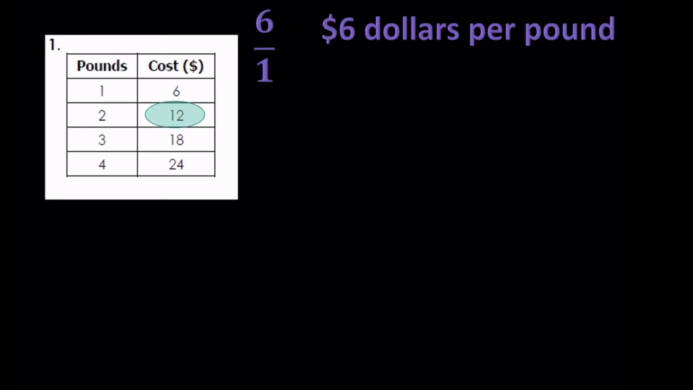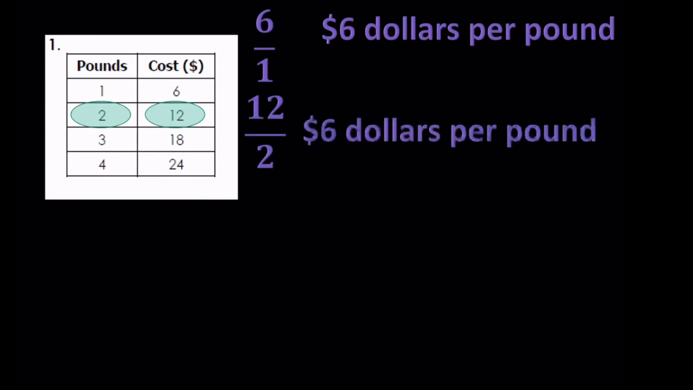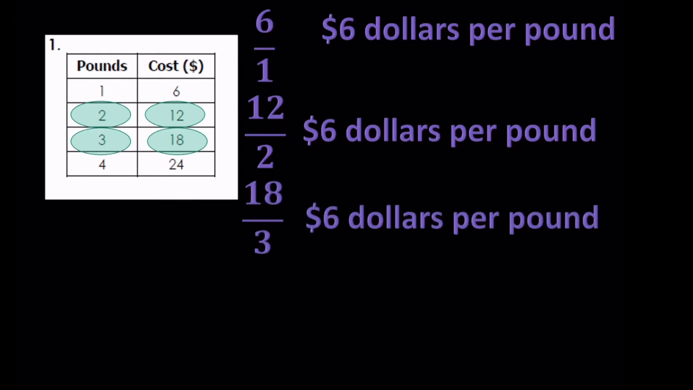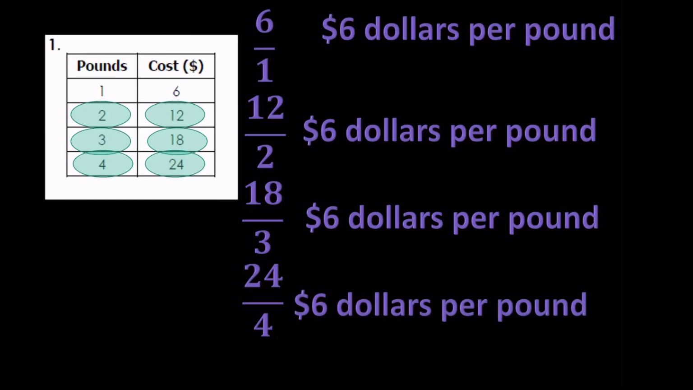So I want to see if my next relationship is the same. If I do 12 over 2 and divide it, it's $6 per pound. When I look at my next one, 18 divided by 3, that also gives me $6 per pound. Finally, 24 over 4 gives me $6 per pound. Since my rate is constant, it's the same throughout, then it is proportional.